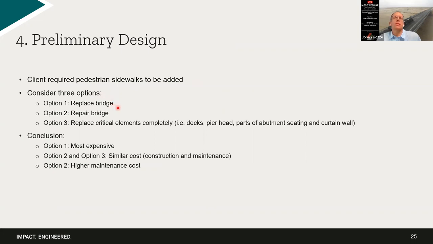We looked at replacing the bridge completely. Then the second option was a purely repair option, similar to the 1992 repairs. And then option three was also repair, but we thought of rather replacing certain parts or elements of the bridge, and that was the bridge decks, the pier head, parts of the abutment seating, and the curtain wall.